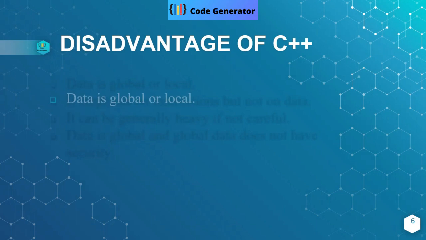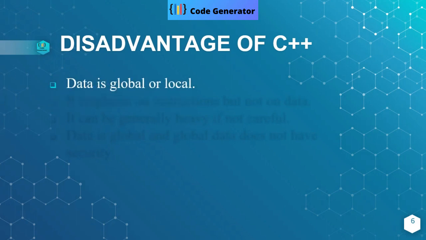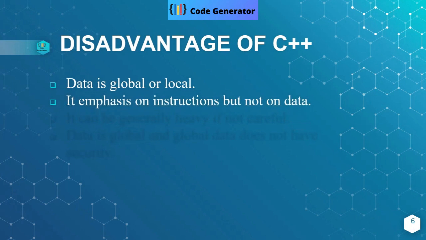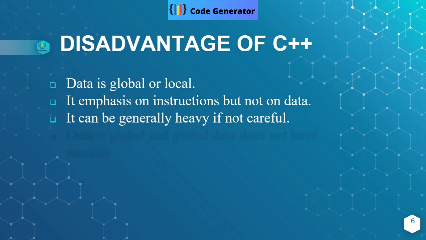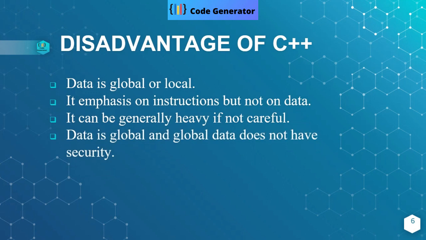Disadvantage of C. Data is global or local. It emphasizes instructions but not data. It can be generally heavy if not careful. That is, in a large program, identifying which operations operate on what data becomes complex. Data is global and global data doesn't have security. That is, unrelated operations access the global data and it leads to logical and global errors.